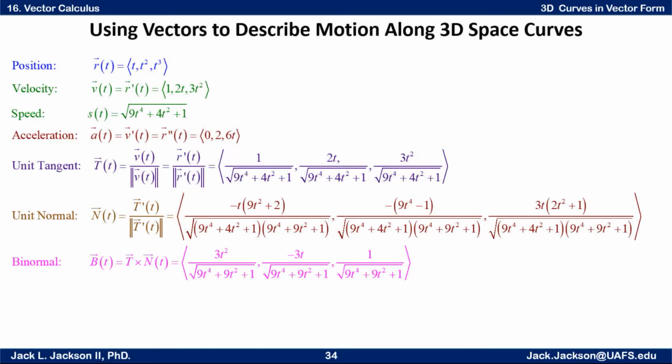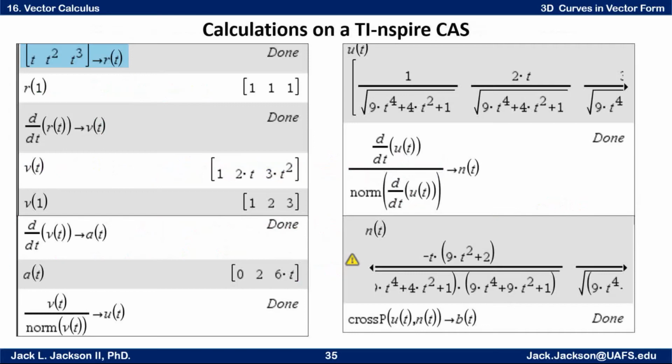I actually used the TI Inspire for this. I'm going to show you how that looks on the Inspire. I just took bracket t, comma t squared, comma t cubed, stored it in r of t, and then it said done. And if I said r of t, it would come back with that. I also did r of 1, so specifically, if I do that specific vector, that goes to 1, 1, 1, which is the ordered triple for that point in space when t is 1.